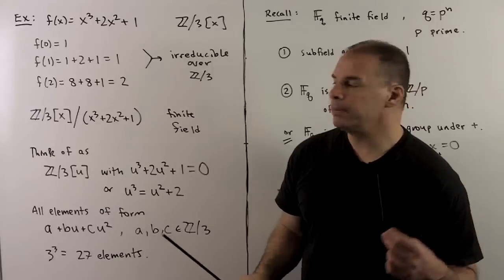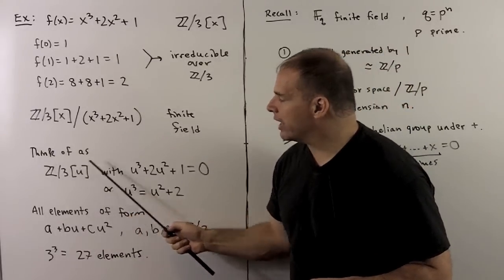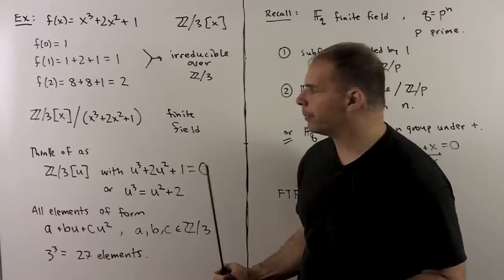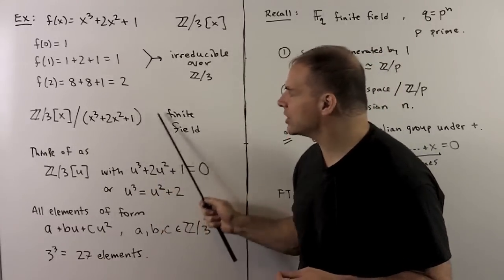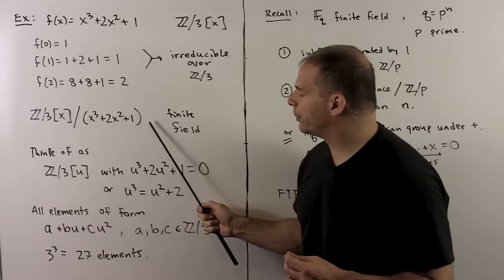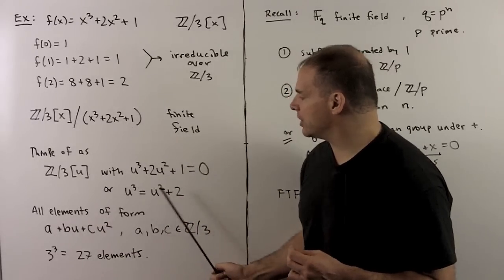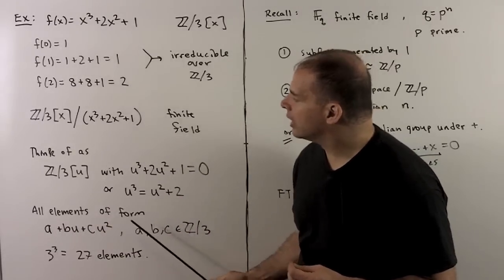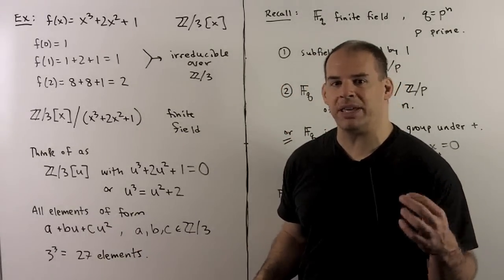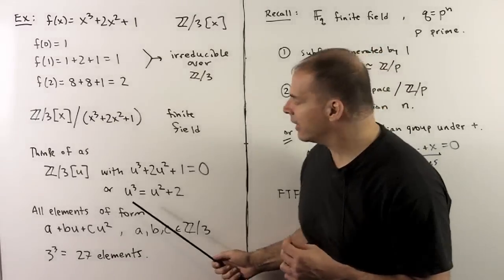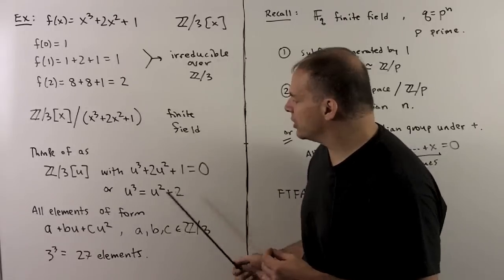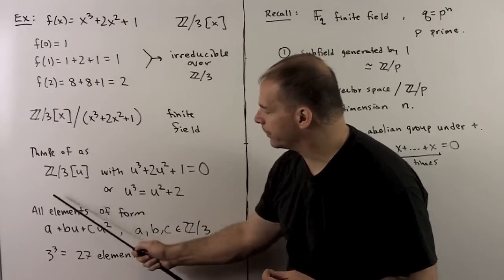The way we should think of this field, we have Z mod 3 adjoin an element u, where u cubed plus 2u squared plus 1 is equal to 0. Recall, when we take a quotient like this, I just think of this as setting all elements in the ideal equal to 0. That's the same as saying that u cubed is equal to u squared plus 2. We need only consider elements of the form a plus bu plus cu squared with a, b, and c in Z mod 3. If we have any expressions with higher powers of u, we could use this equation to reduce them to something in this set.